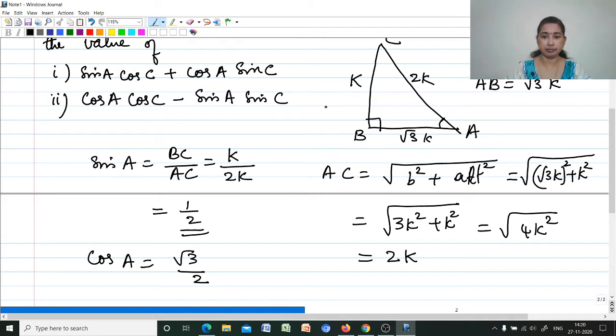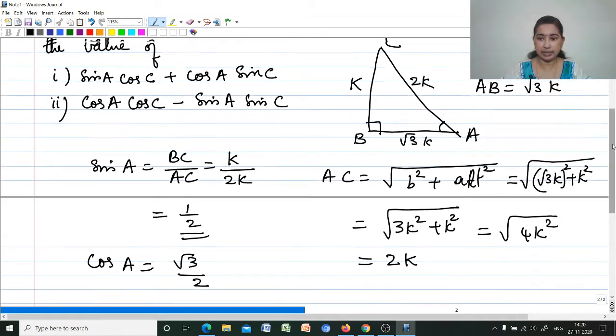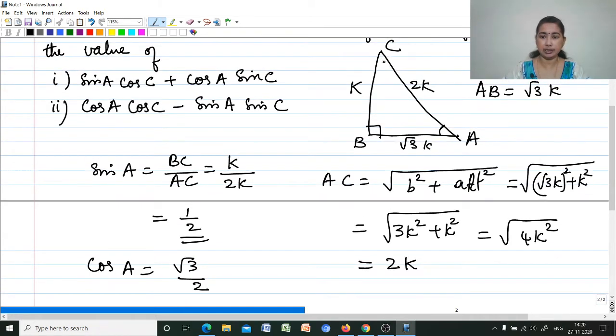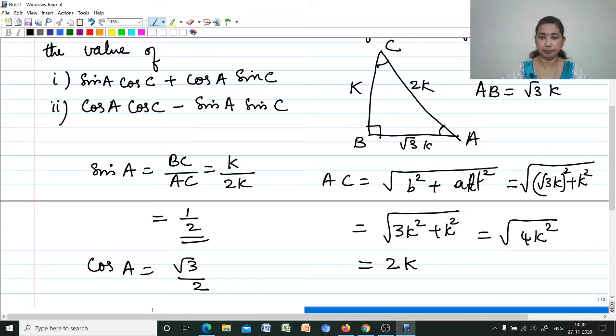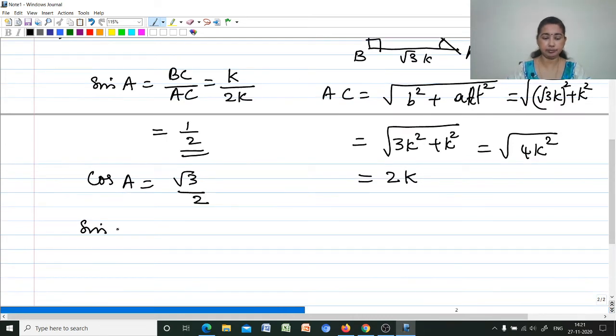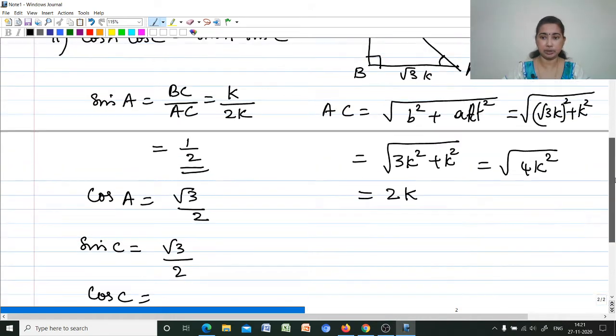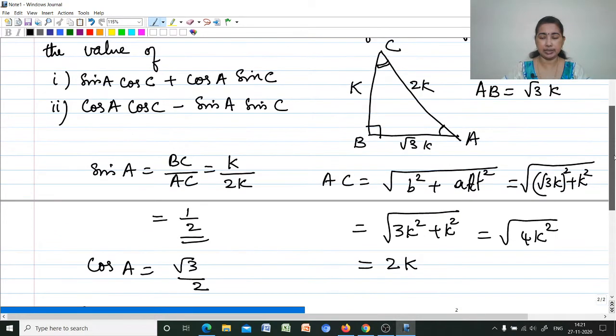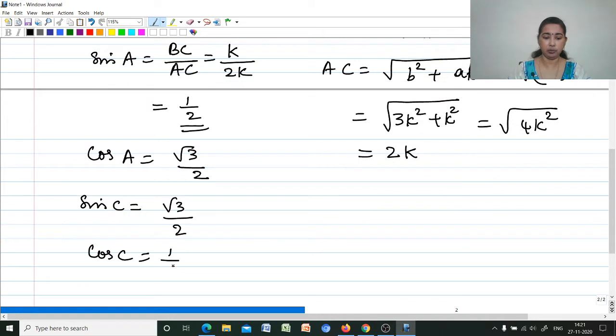Same way for sin C. Sin C means for this angle we have to find opposite by hypotenuse. So sin C is equal to the opposite side of C, root 3 by 2, and cos C is adjacent by hypotenuse. Adjacent side is K by 2K, and that is equal to 1 by 2.